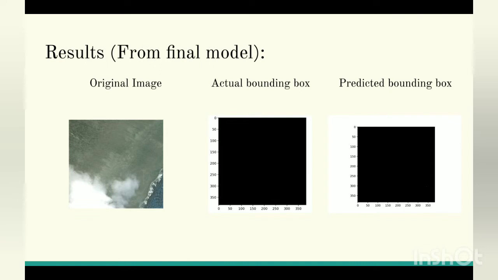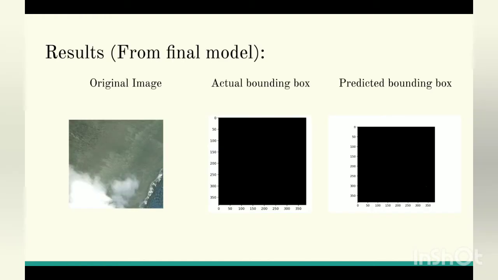And also, when you have noise in the image, where the original image doesn't have any shapes, and it's noisy like a background, or it can be like land or something, there are no shapes, and the actual bounding box is black, and our predicted bounding box is also black. It just has a small white instance, maybe 1 pixel there, and other than that, it was able to predict pretty well.